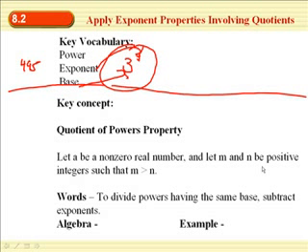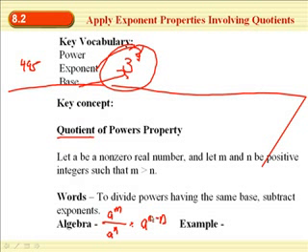So our key concept, write this down: quotient of powers property. Let a be a non-zero number. That means when we're dividing, we never can have a zero on the bottom. It says, to divide powers having the same base, you subtract the exponents. So in this case, a to the m over a to the n equals a to the m minus n.